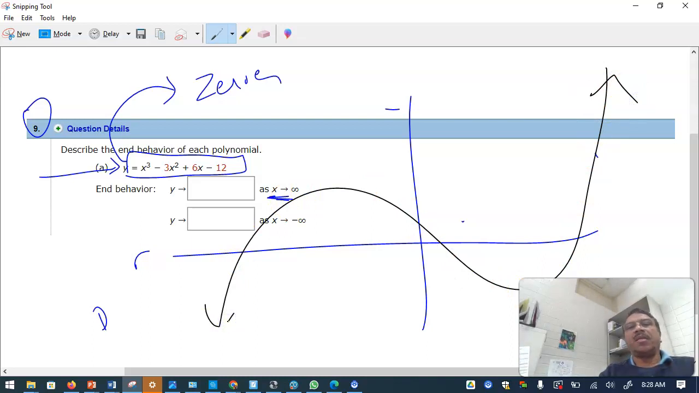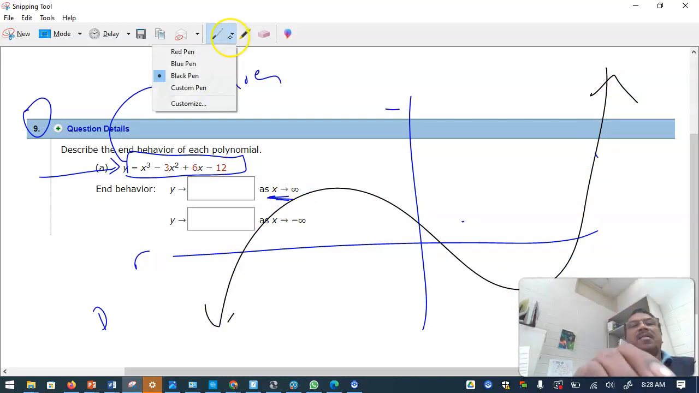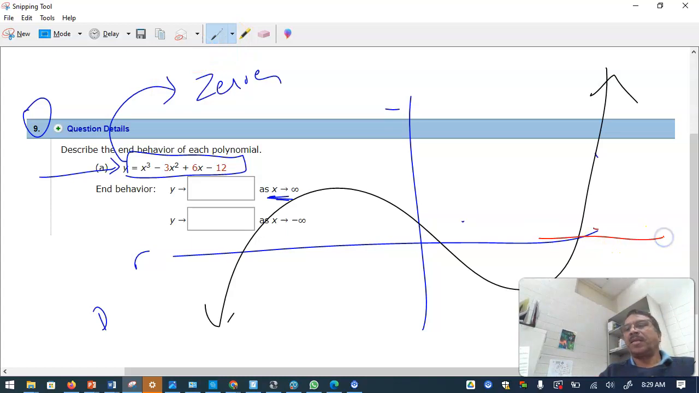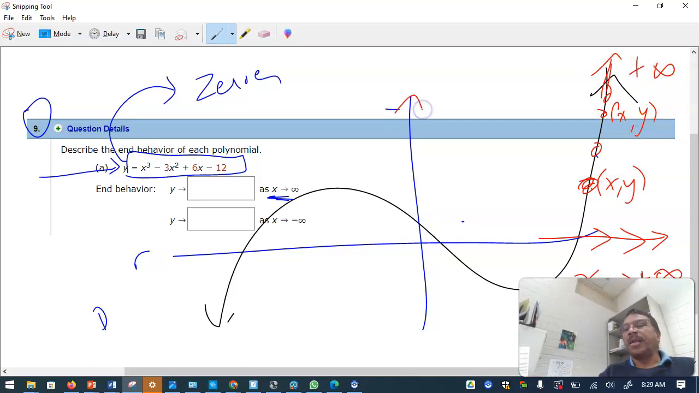It means as x approaches or becomes a very large positive number, that means plus infinity, the y value goes on increasing. See the y value, x and y here. This y value is more, so it goes to plus infinity, up. So the y value changes to plus infinity.